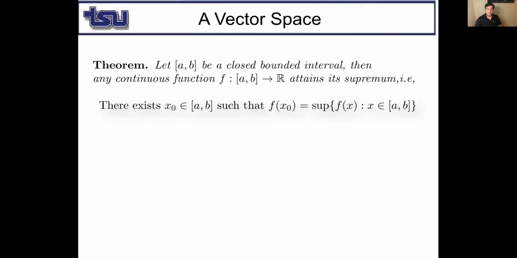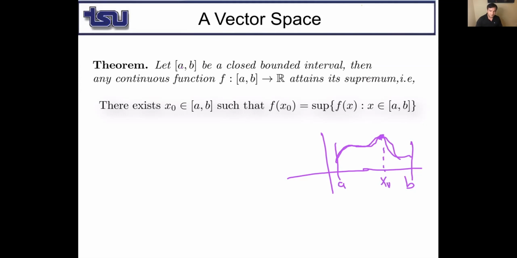So, I hope you are following me so far. Now we are going to talk about a vector space. Think about the closed interval [a, b] of the real line: any continuous function attains its supremum. I mean, this is very clear, right? If you have any continuous function on [a, b], since it is continuous, there is a maximum, and the maximum will be attained. So that's very clear.